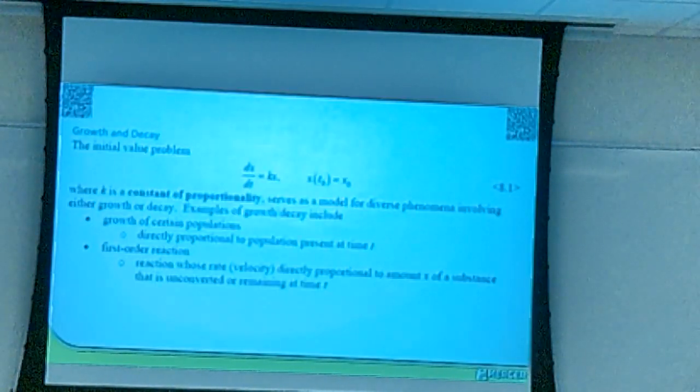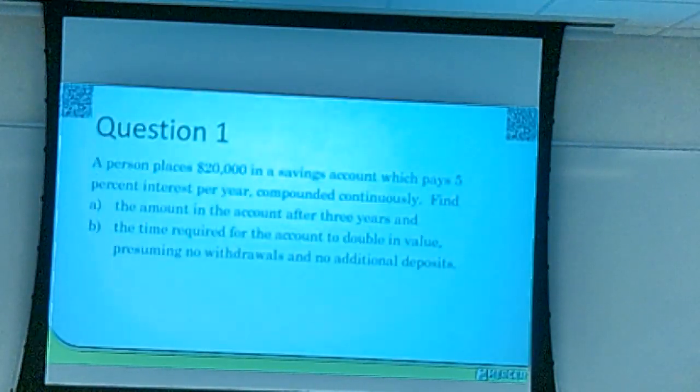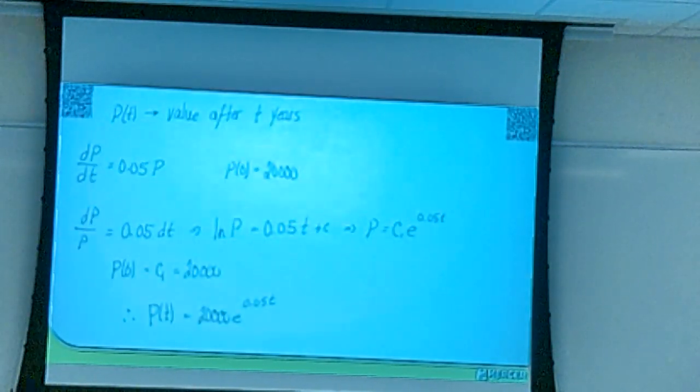That answers the first part. How long is it going to take to, oh no, wait, I'm sorry, that doesn't answer the first part. That's just to get to the model. Now we can answer the first part. How much is in the account after 3 years? $20,000 e to the 0.15.